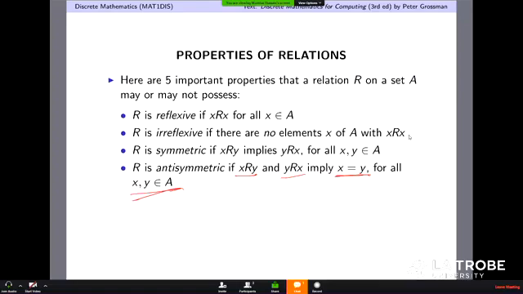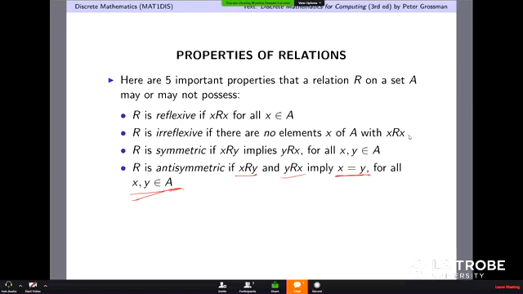We are going to go through these examples one by one soon, all of these properties, but first I want to just see whether you can come up with some examples or not. So R is antisymmetric if x is related to y and y is related to x, but they are equal or not equal.